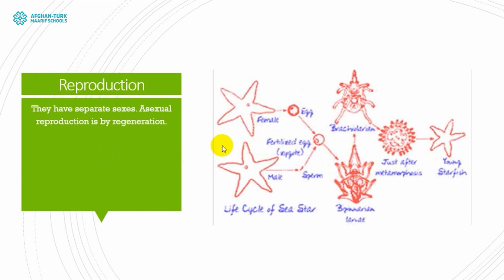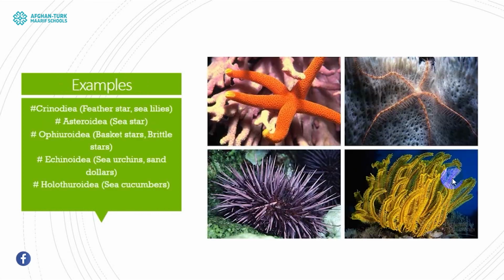And their sexual reproduction is like the female and male one. Both of them are sending their sperm and eggs into the water outside their body. The process of fertilization happens, and then they can grow into a new young starfish. Examples of that kind of animals are Crinoidea, Ophiuroidea, Echinoidea, and Holothuroidea.